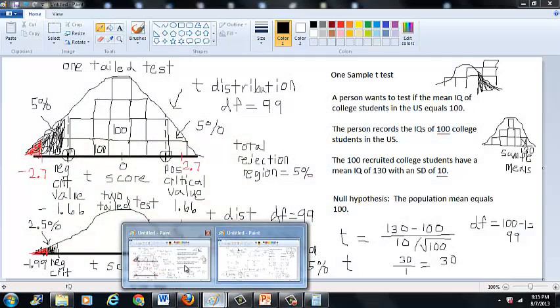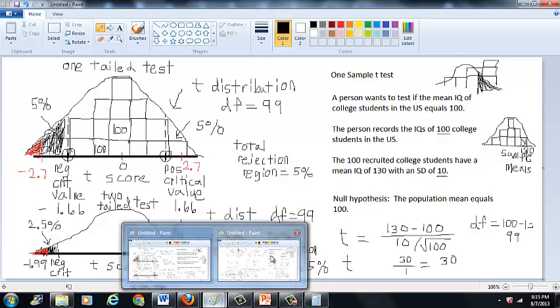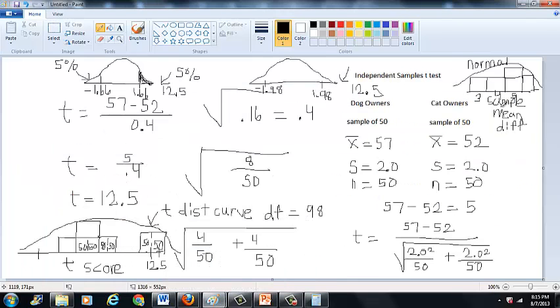Just like in our one sample t-test, the sample means had to be normal in order for the t-scores to have a t-distribution curve. And in an independent samples t-test, the sample mean differences have to be bell-shaped in order for the t-scores to follow the t-distribution curve.